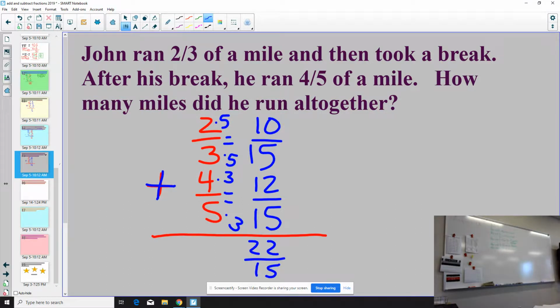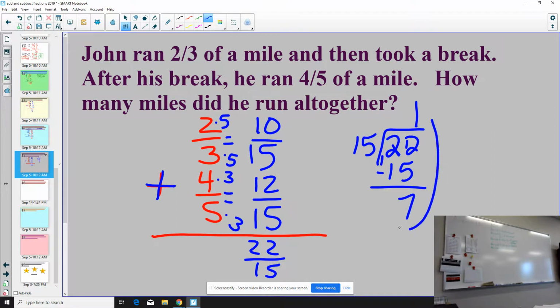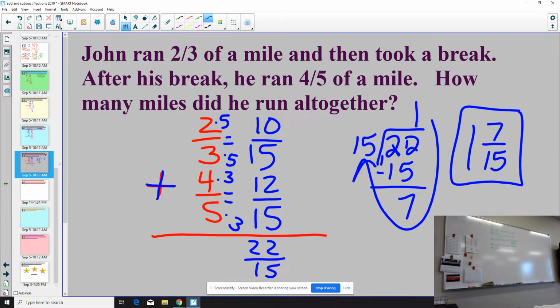But remember, that's improper because 22 is bigger than 15, so we have to divide. So see if you took 22 and divided by 15. 15 goes into 22 once. 1 times 15 is 15. When I subtract, I get 7. So if I go in a circle, my answer should be 1 and 7/15. That is in simplest form.